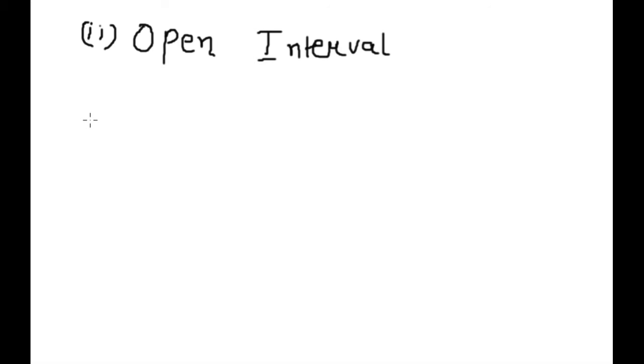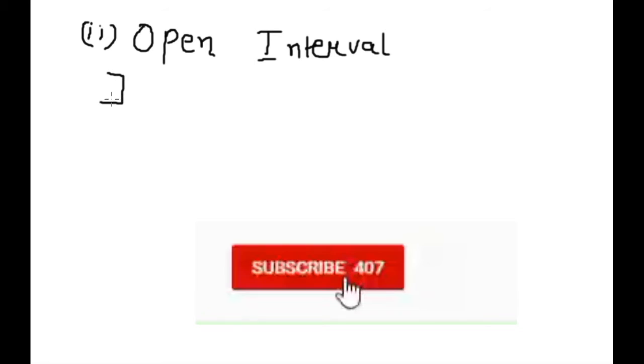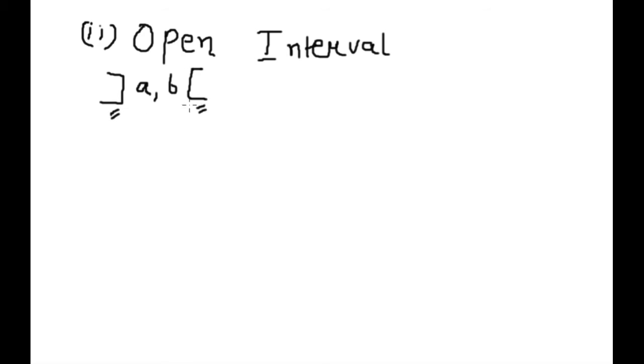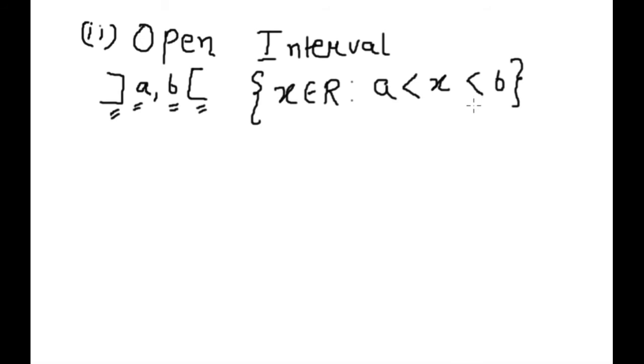Open interval is just the opposite of closed interval. In the closed interval, we were including the limits, but in the open interval, we will not include the limits, and we will represent this with open brackets. We will not include a and b in the elements. For example, x is an element of R such that x is greater than a and x is less than b. We are not including a and b in the limit.